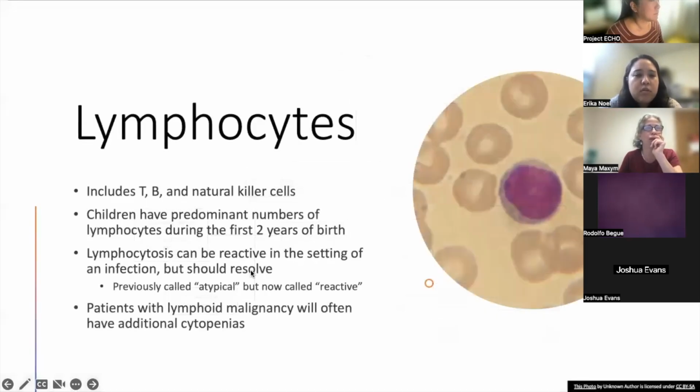So that was neutrophils, and I wanted to talk a little bit about lymphocytes. Lymphocytes include the T, B, and natural killer cells. Children have a predominant number of lymphocytes during the first 2 years of life. Lymphocytes can be reactive in the setting of an infection, but should resolve. They were previously called atypical, but the language is now turning to reactive.